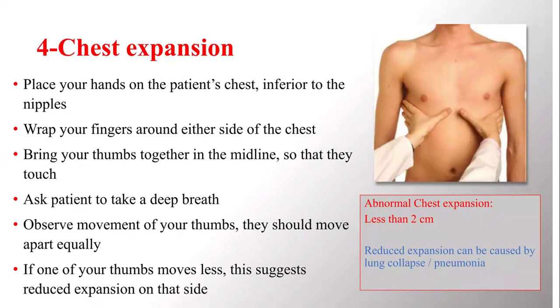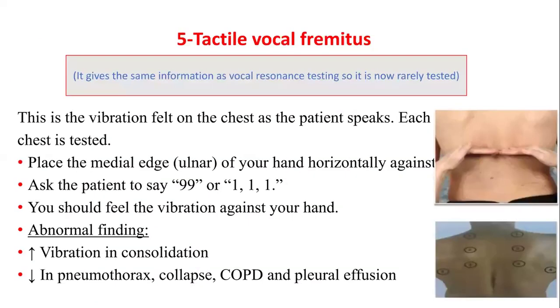If one of your thumbs moves less than the other, it suggests that there is reduced lung expansion on that side. Okay. And reduced lung expansion can be caused by lung collapse or pneumonia. You want to establish all those things.